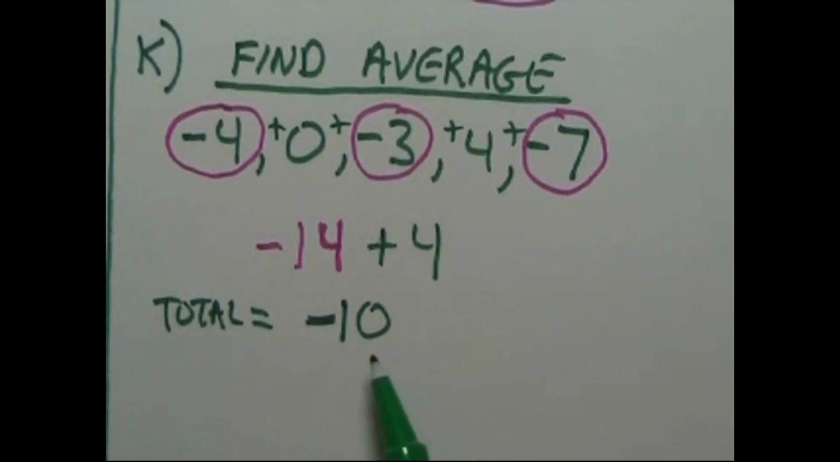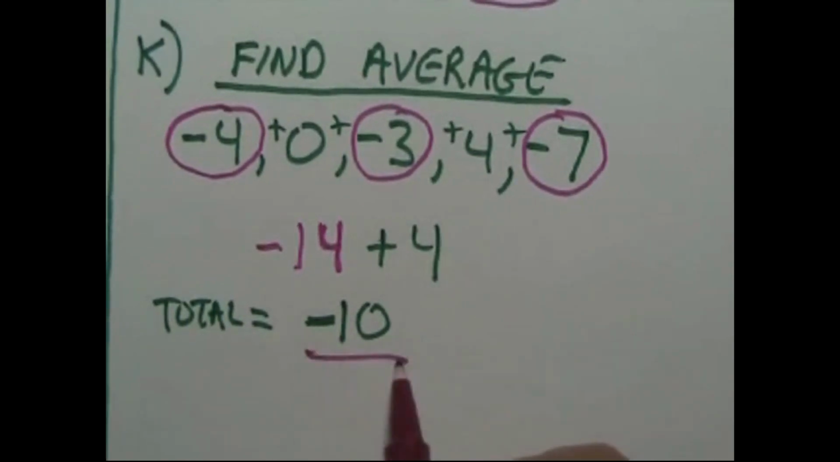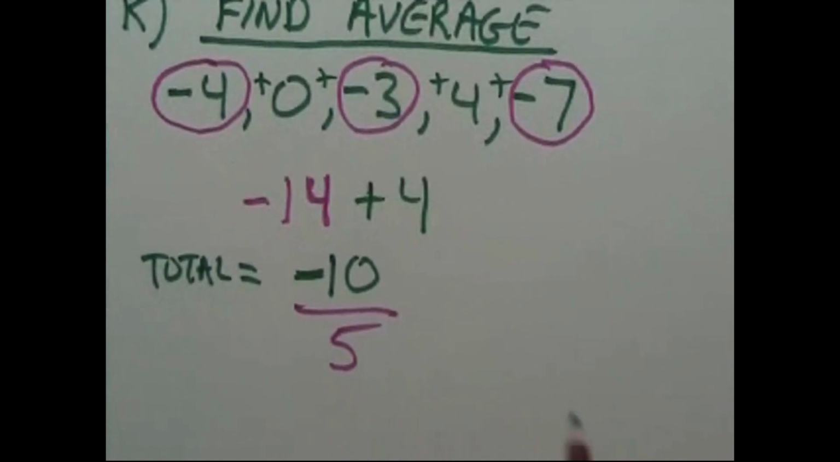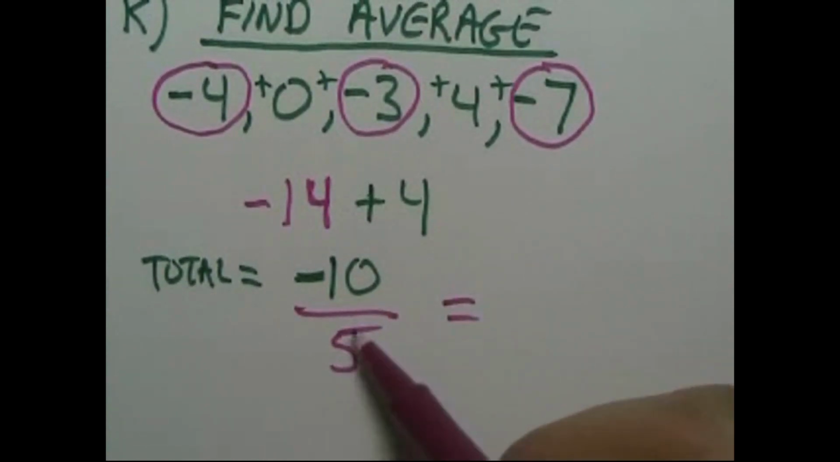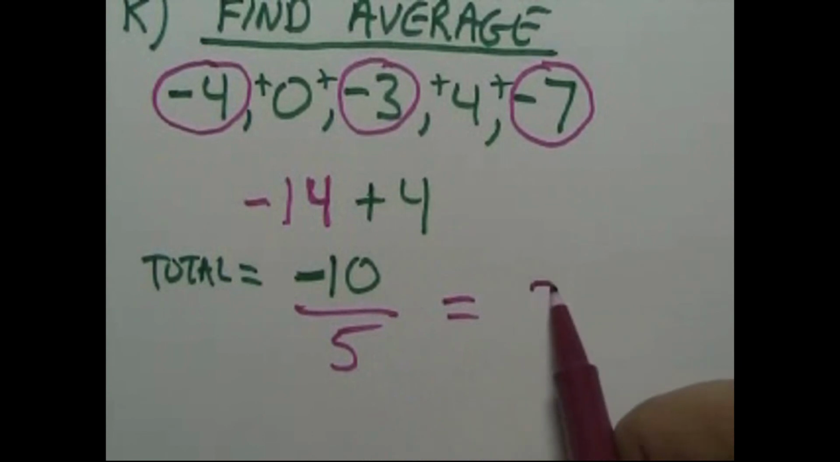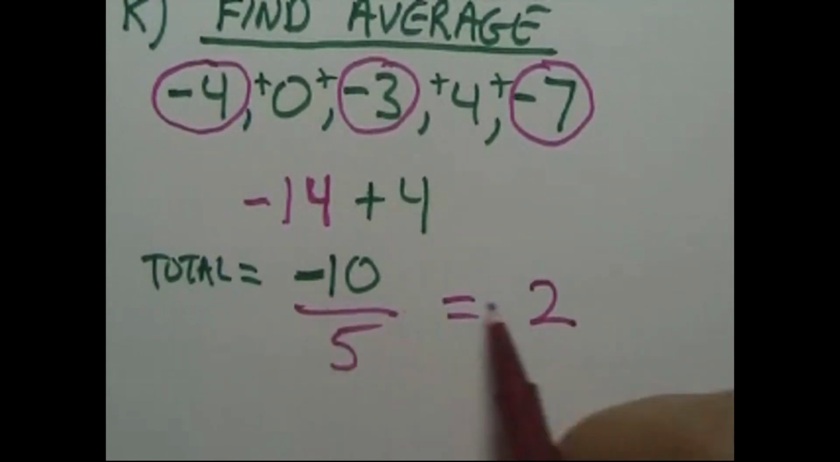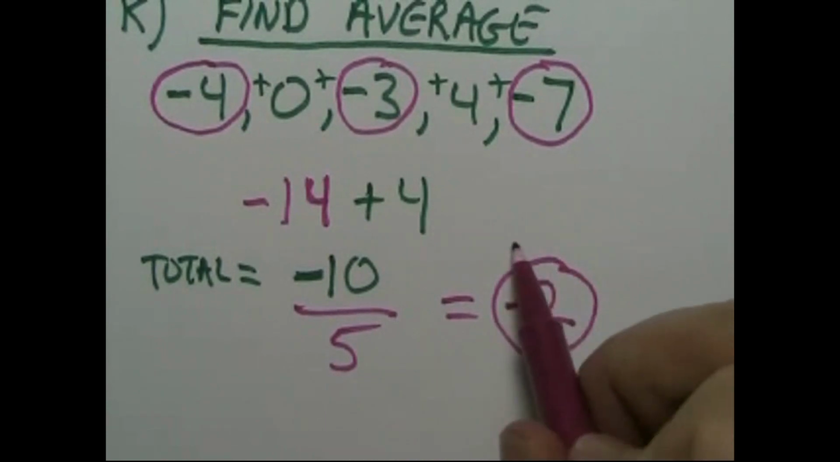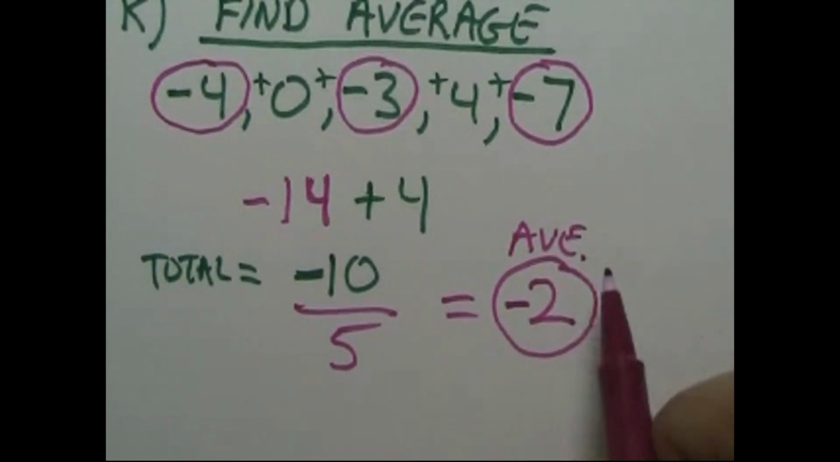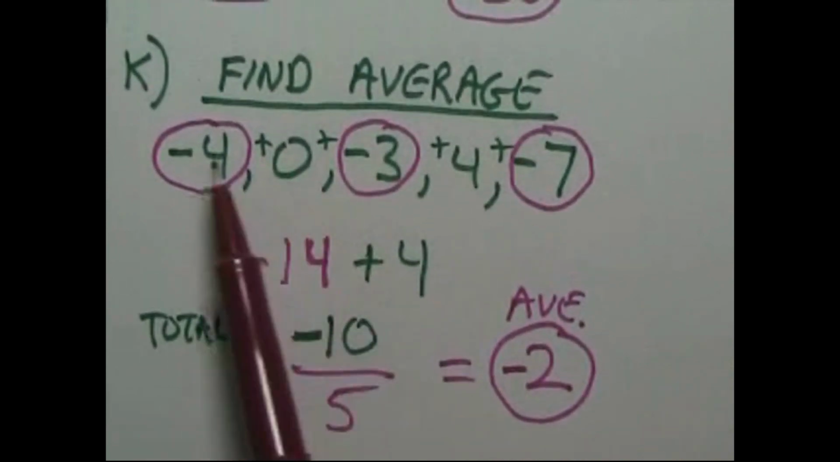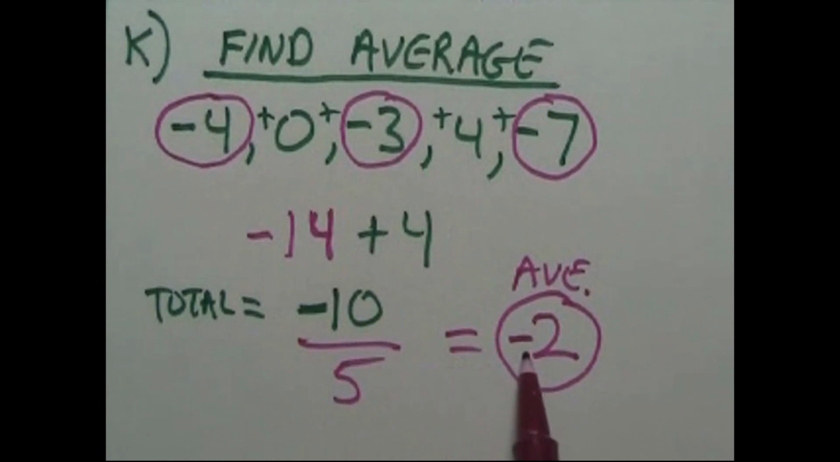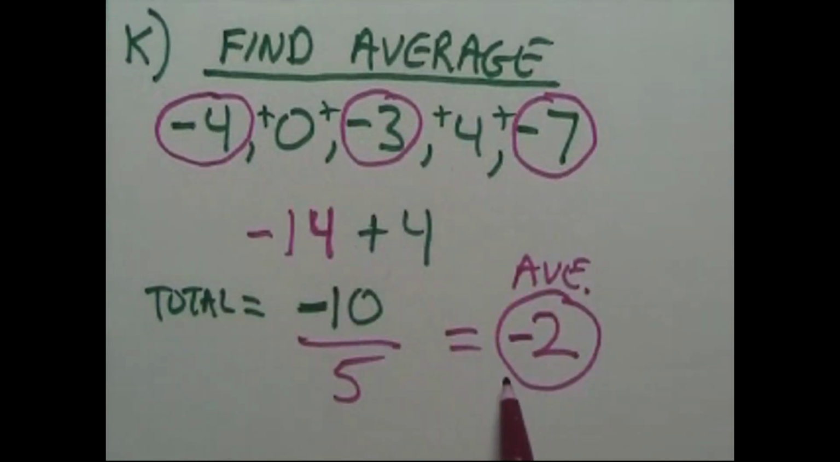Now what we need to do is divide that by 10, or I'm sorry, by 5. There's 1, 2, 3, 4, 5. I divide that by 5. And 5 goes into 10 twice, so negative 2. That is our average. We added them all up, totaled them, and divided by 5. Negative 2 is the average of all these numbers.